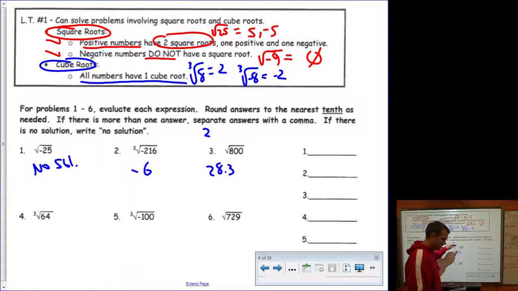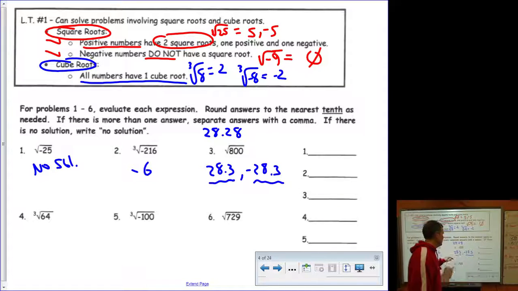Okay, the second reason that people miss these is they don't round well. These would be my answers. Notice that I'm rounding to 1 decimal place, and when you round to 1 decimal place, you look at the next number, and it tells you whether to round the 2 up or keep it the same. An 8 would cause me to round the 2 up to a 3.